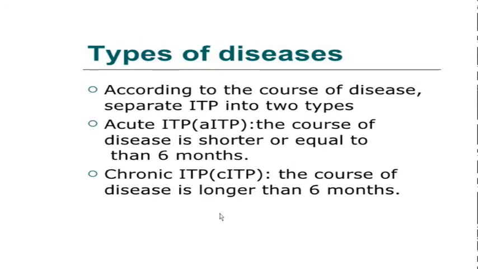So basically we have two types of ITP. The shorter one is acute, which lasts up to 6 months, and more specifically, ITP lasting 6 to 12 months can be labeled as chronic ITP.